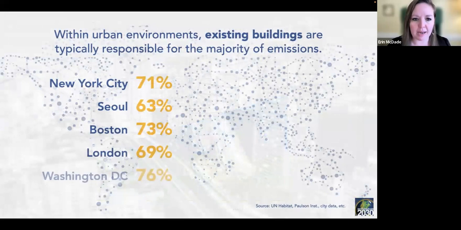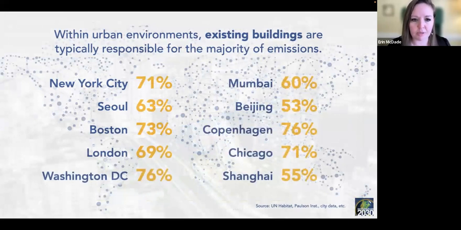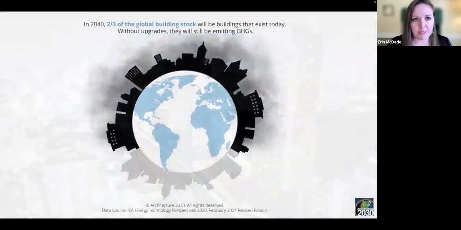And when we step back a bit and look at this from a bigger picture, we see that because of those operational emissions of existing buildings, in most urban environments across the world, especially in cities with large developed existing building stocks, buildings are responsible for the majority of emissions. And you can get a snapshot of that from a bunch of different examples across the world here. And if you take that one step further back and look at it from a full global perspective, projections indicate that in 2040, our zero year, two-thirds of the global building stock will be buildings that exist today. That means that most of the buildings in 2040 are going to be existing, and they are, without any interventions, still going to be emitting carbon because of those operations.